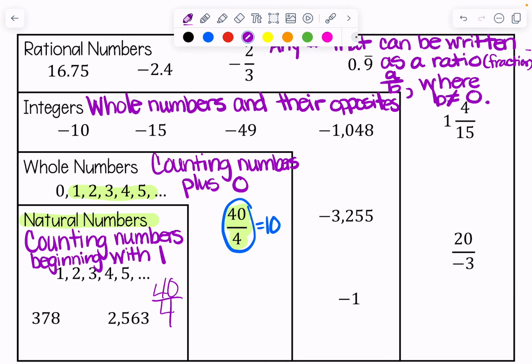And then going back to how rational numbers can be written as fractions, we could take any one of these natural numbers and put it over 1, and now we've written it as a ratio or a fraction, which is why they also belong to that rational number category.